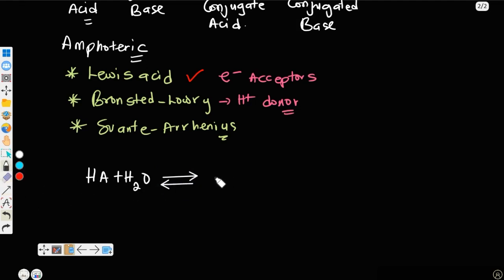This is a reversible reaction to give us A minus plus what? H3O plus. And everyone knows why this is like this. Now, HA is usually in aqueous form. H2O is a liquid. This is aqueous. When you see something is in aqueous form, it means it's actually something dissolved in what?